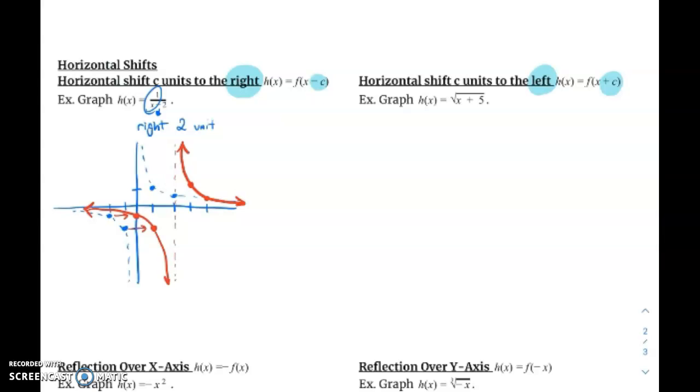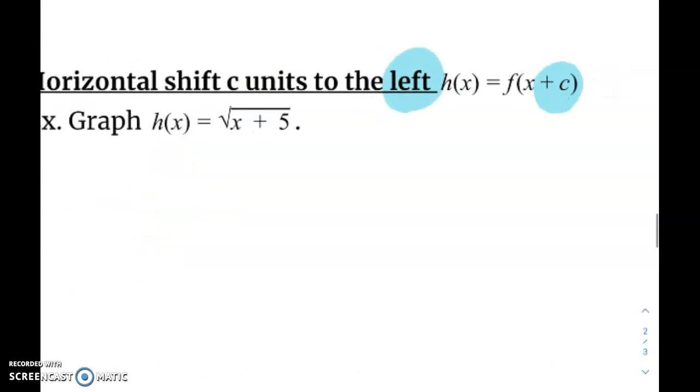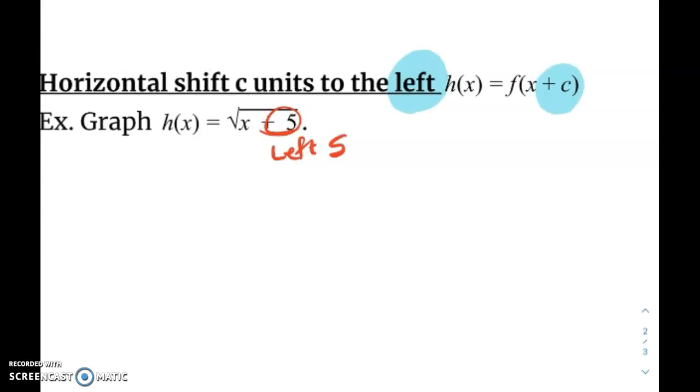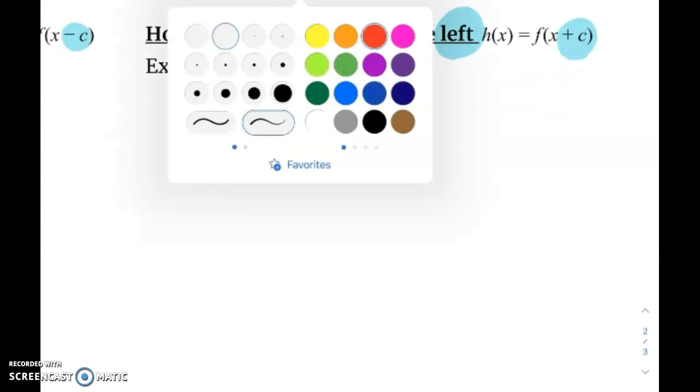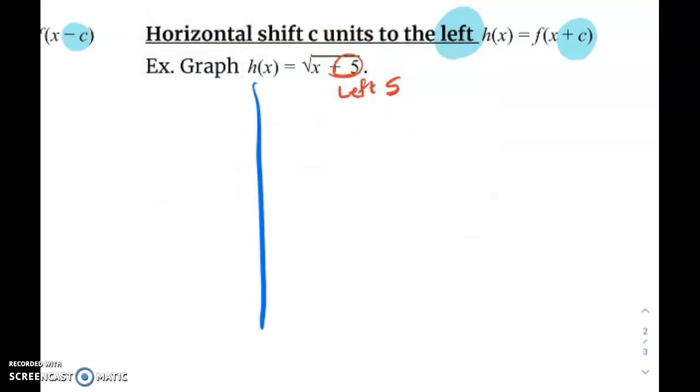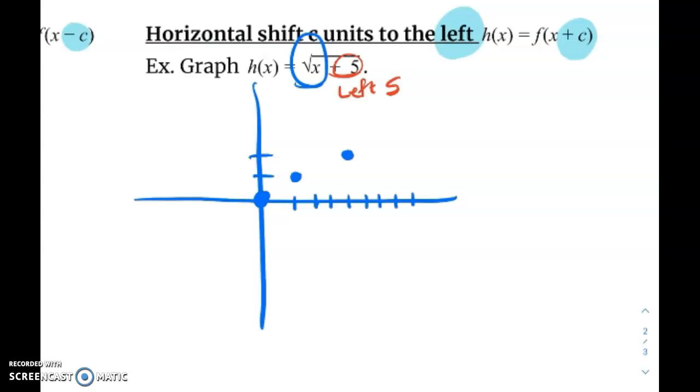Okay, +5, that means we're going to go left 5. And we'll do that parent graph again. Okay, so you're going to start with square root. Now we know that has 0, 0. Square root of 1 is 1. Square root of 4 is 2. And square root of 9 is 3. And we're going to move all of those points left 5.